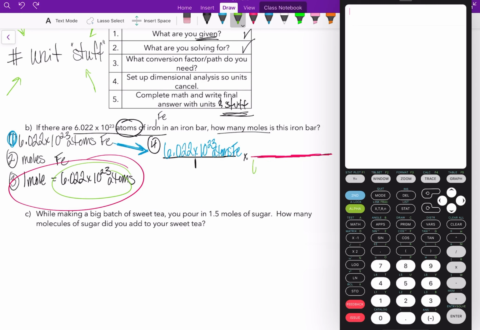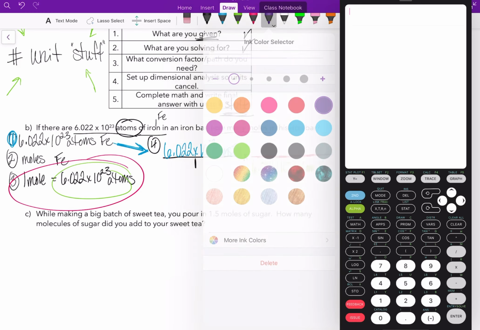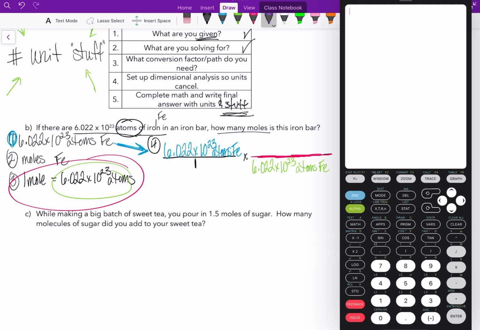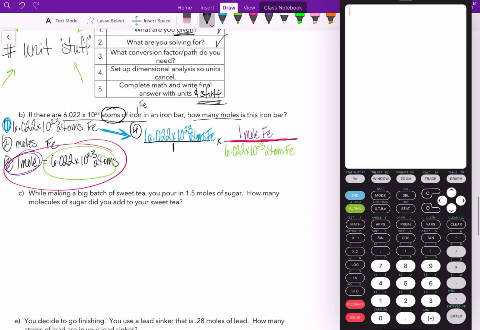So we're going to put 6.022 times 10 to the 23rd atoms, and this will still be iron, so we're going to put Fe. And then you put the rest of whatever you have on the top. So we have 1 mole remaining in our conversion factor, so we're going to put 1 mole of iron on the top.